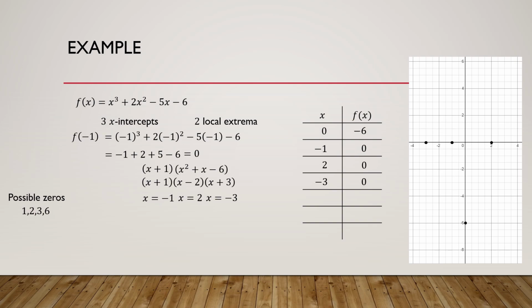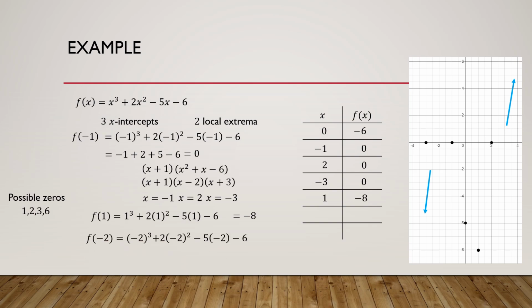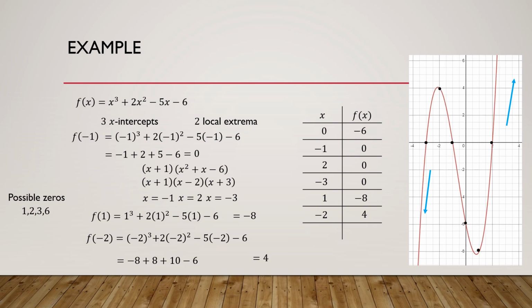Since the leading term of this polynomial has an odd exponent and a positive coefficient, we can expect the end behavior of this polynomial to be going to positive infinity with increasing x's and to negative infinity with increasing negative x's. We can also find additional test points by solving for x values that are not already described between our lowest and highest x-intercepts. f of 1 will be 1 plus 2 minus 5 minus 6, or negative 8. f of negative 2 will be negative 8 plus 8 plus 10 minus 6, or positive 4. We can now sketch the graph with some expectation of accuracy.